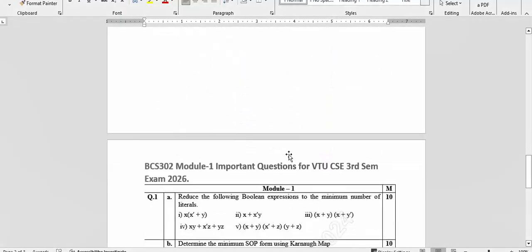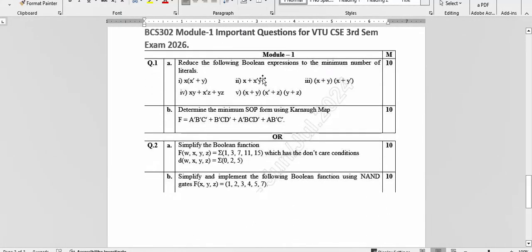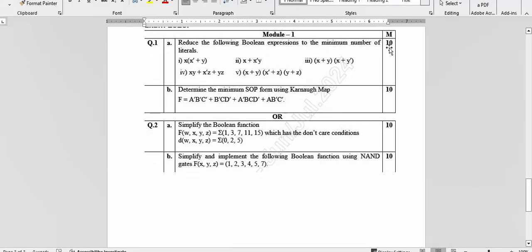Next, see, again the Boolean expression is a repeated question, right? So here you have to just simplify the expression and write the resulting expression or the function value. Okay, how this expression can be reduced, what will be the value for this. So you simplify and you will get the values or the function. Okay, this is for 10 marks.